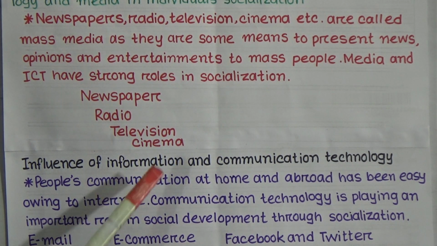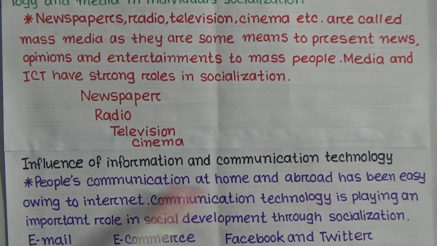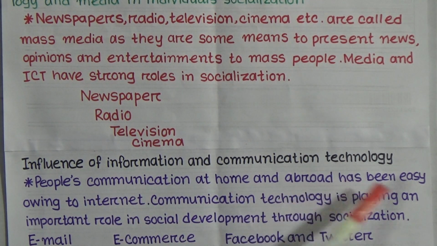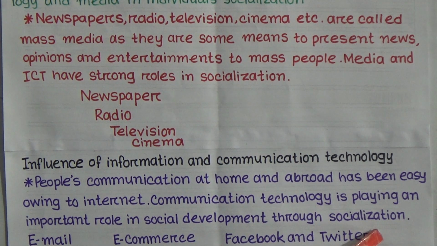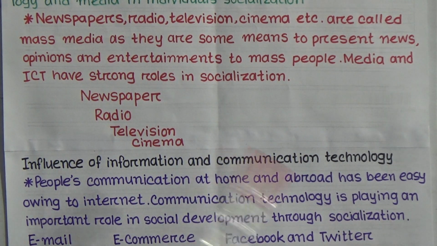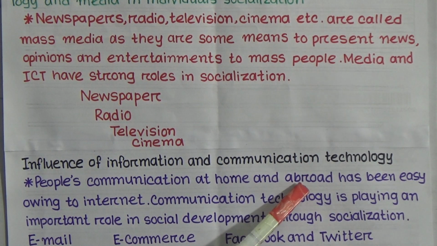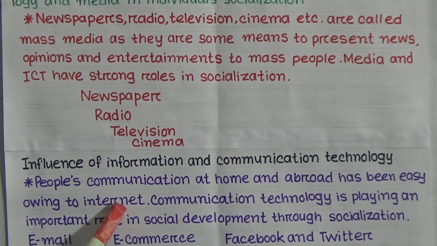Now, influence of information and communication technology. People's communication at home and abroad has become easy owing to the internet. Communication technology is playing an important role in social development through socialization. So at this stage, people's communication is easy through the internet, and people can communicate with their friends and family members who are living abroad easily, using the internet, mass media and social media.